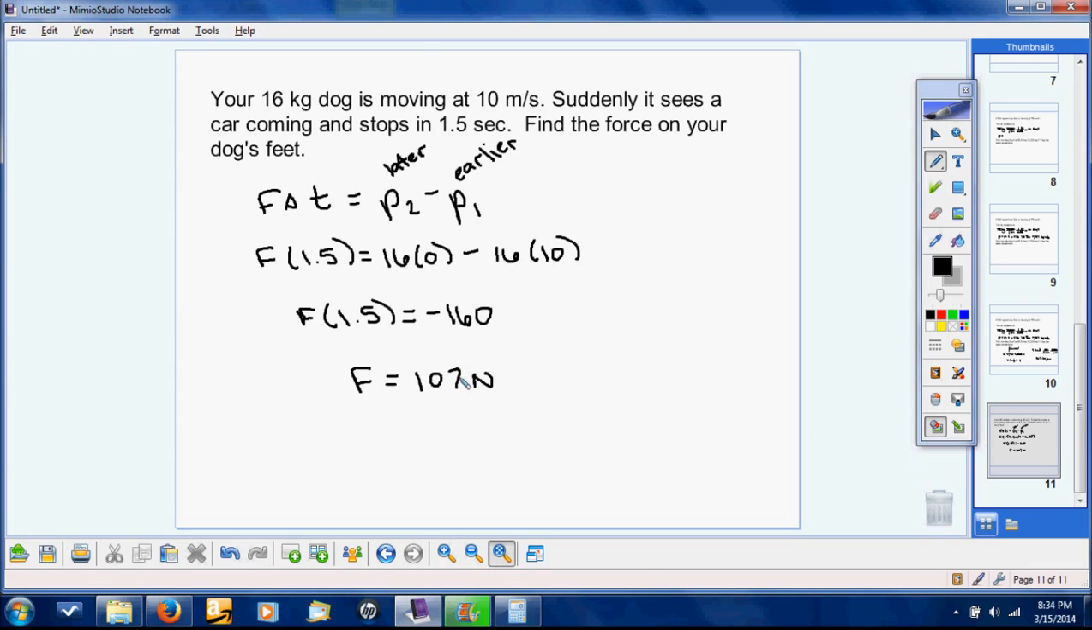What I would like you to do now, right now, is work on problem number 1 right here in class before you leave. So take out your book and do problem number 1. It's just like that first example that I showed you, but I want to make sure that you've gotten it before you leave. And tomorrow, make sure you come in ready to learn more about impulse and momentum.